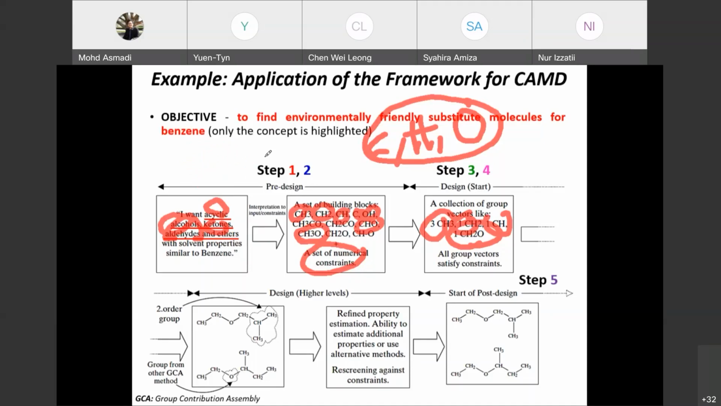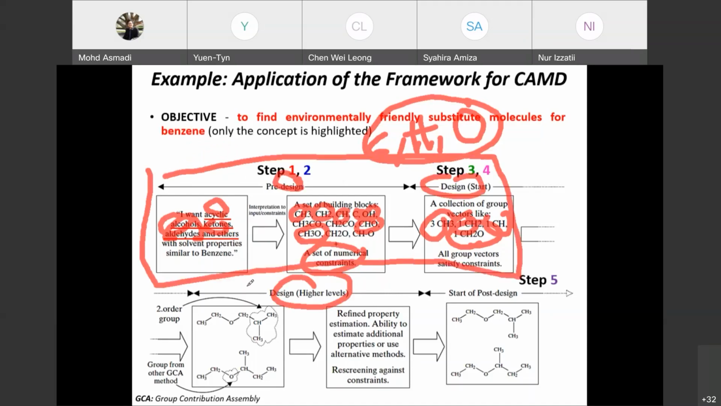Then the next level is the pre-design, and then we go to the higher design level. For this course, I think we only cover from step 1 until step 4. We do not go here. This one is where we consider the isomer, so here we distinguish some isomers.